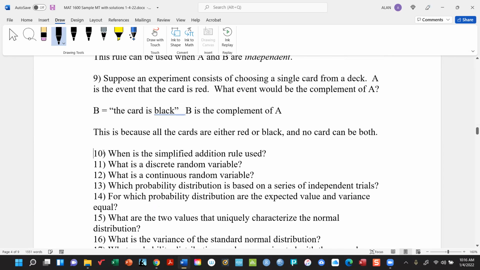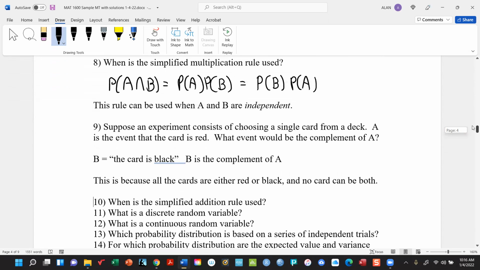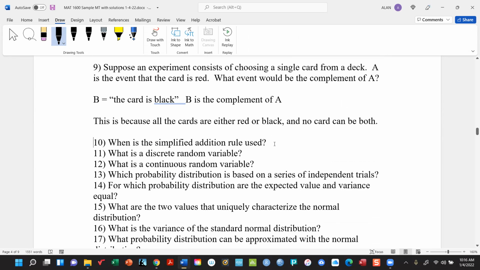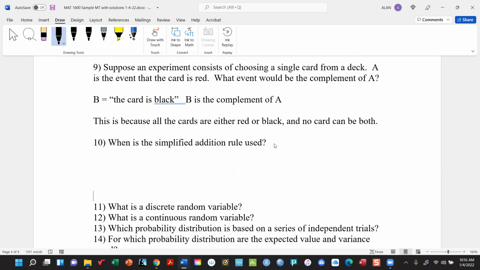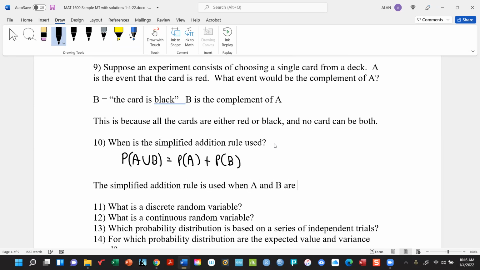When is the simplified addition rule used? Now remember, up here, we're asked about the simplified multiplication rule. Now it's the simplified addition rule. This is very different. That's this case. And we do this, or we're allowed to do this, when A and B are mutually exclusive. Okay, so with the multiplication rule, the simplified version requires A and B to be independent. Here, they're required to be mutually exclusive, meaning they have no elements in common. Okay, so be careful, don't get them confused with each other. All right.